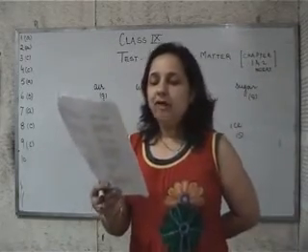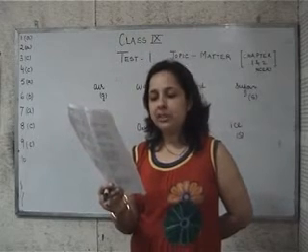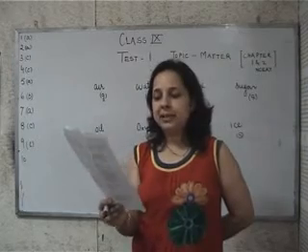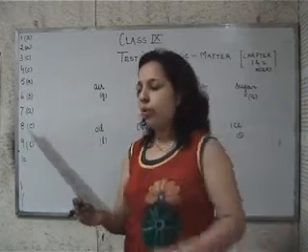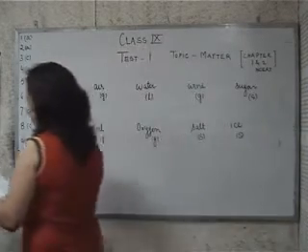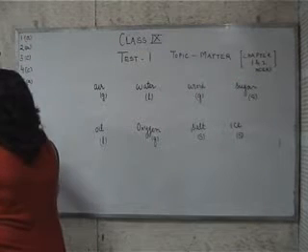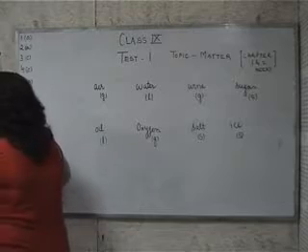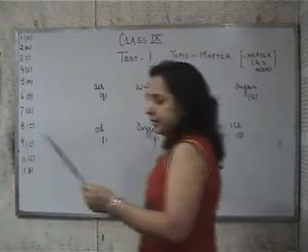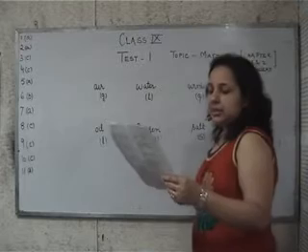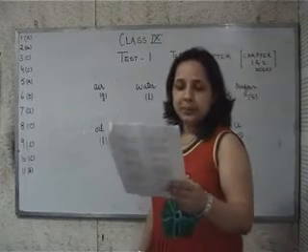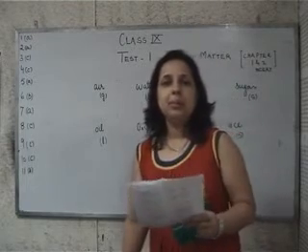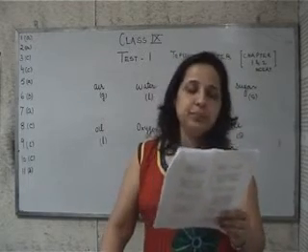Question number 11. A form of matter has no fixed shape but has a fixed volume is an example of this form of matter. Question number 10, option is C. And now 11th question, option here is B. In this question we are having no fixed shape but a fixed volume.